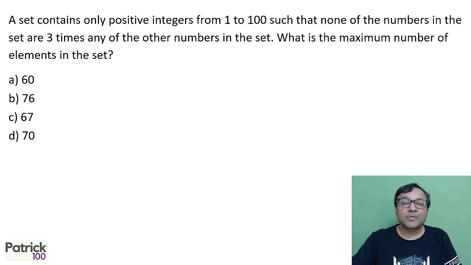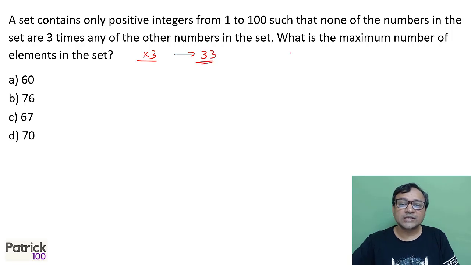A set contains only positive integers from 1 to 100 such that none of the numbers in the set are 3 times that of the other numbers. What is the maximum number of elements in the set? So none of them are 3 times. If I remove all the multiples of 3, I am removing 33 numbers. So 67 numbers will be there.